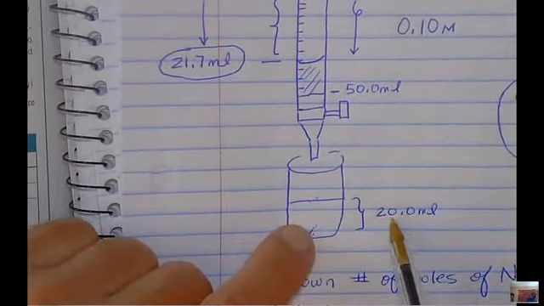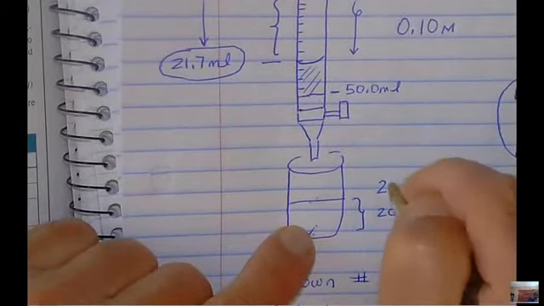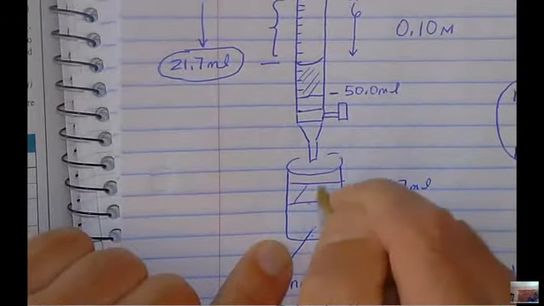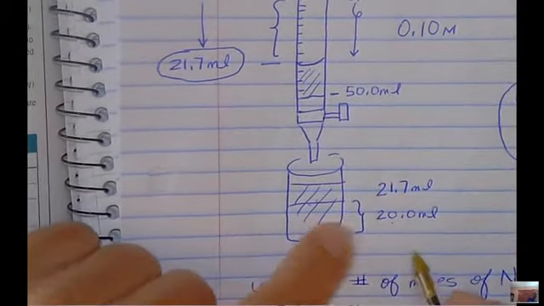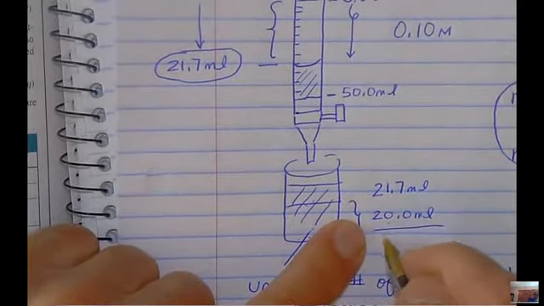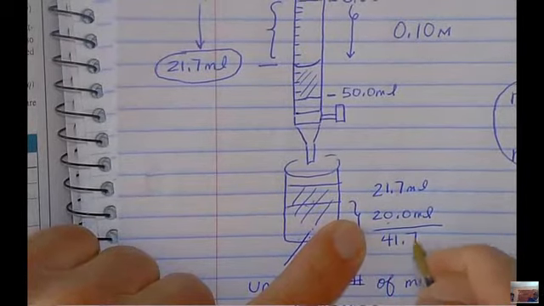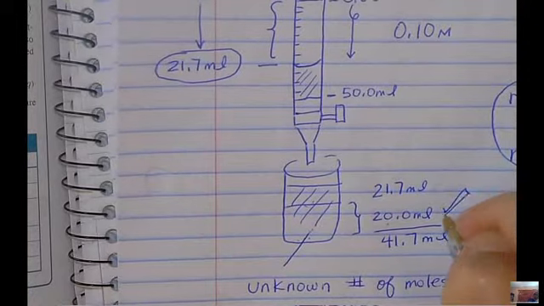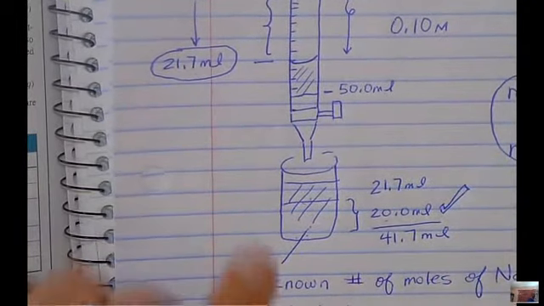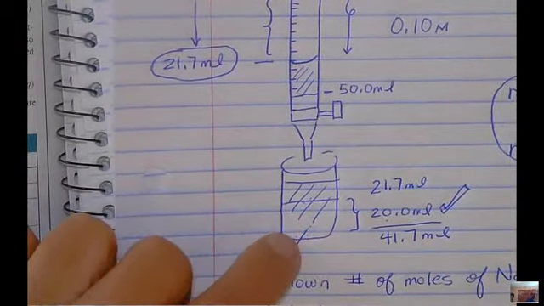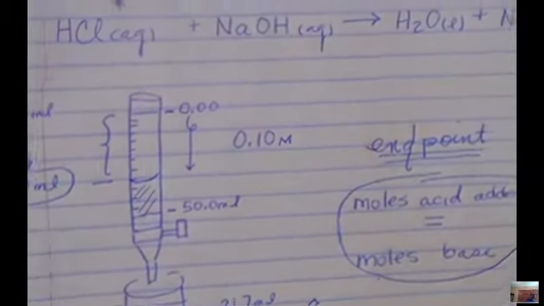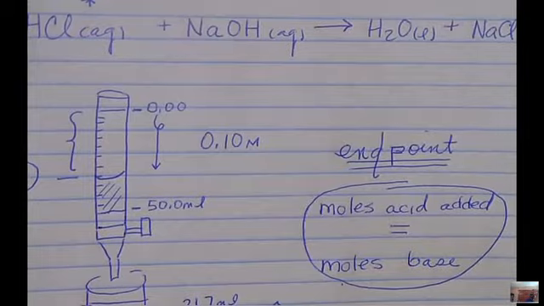So you have 20, and then now you've just added 21.7 milliliters. Okay, and here's my solution at the end. It should be a total of 41.7 milliliters. Again, you're never going to need that number. You're going to need this if you want the concentration at the end, because we want to find out what was the original concentration of the base before I started. So that's the typical titration experiment, right?